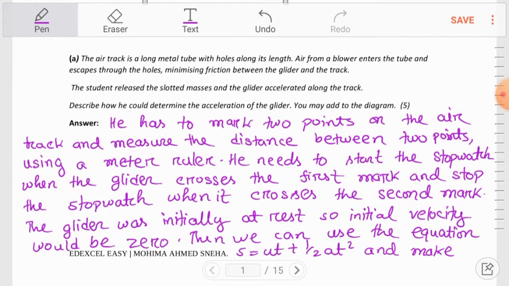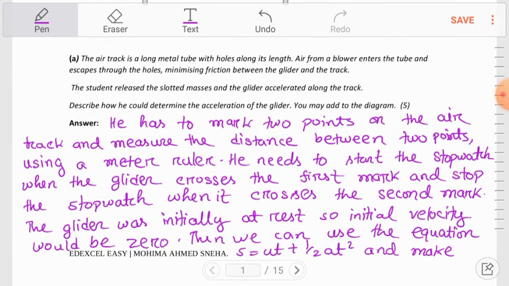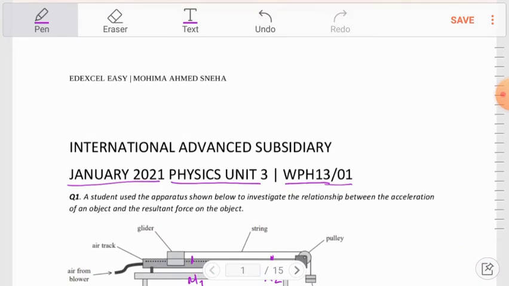Well, I do not have much space, so I'm just going to move upward. So after this, the answer is in the upper section of the page. So we are actually using the equation s equals ut plus half at squared, and we have to make a the subject of this equation. So we are going to write it down, make a the subject of the equation, and calculate the value for acceleration.